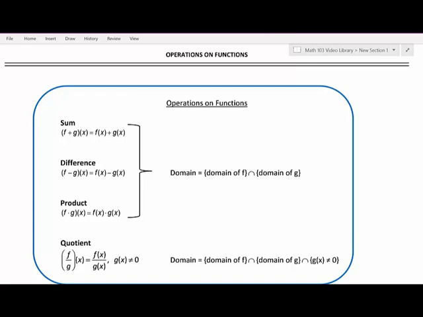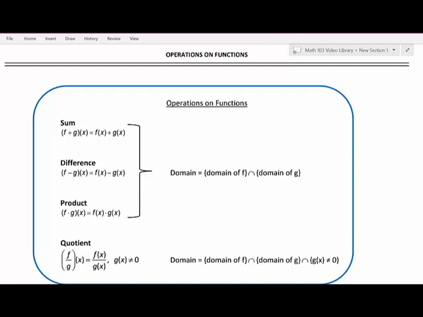The product function, f times g of x, is f of x times g of x. So you're just going to multiply your two functions together. This may involve some kind of distributing and combining like terms. And lastly, our quotient function. This is where we are dividing our two functions. F divided by g of x is equal to f of x divided by g of x.